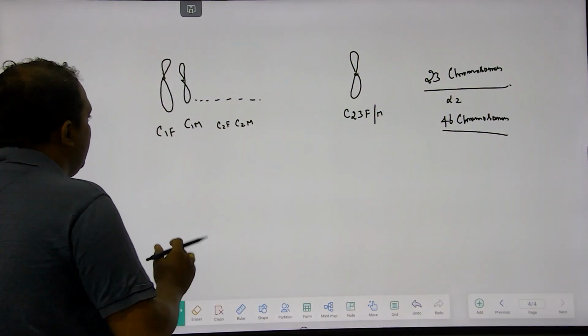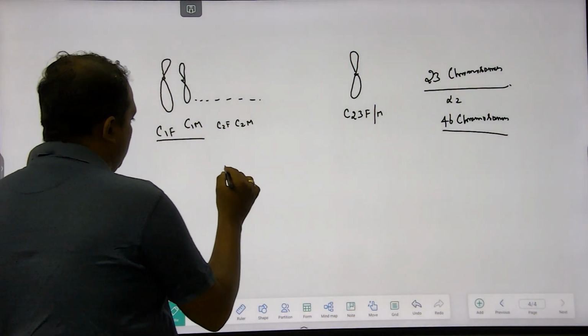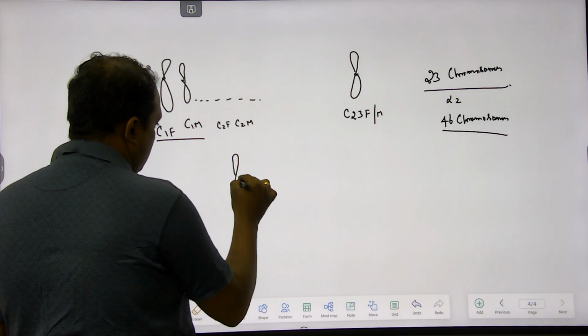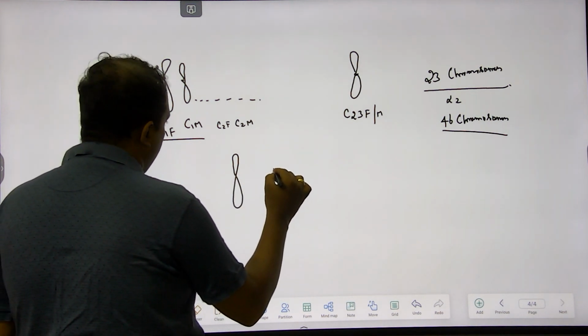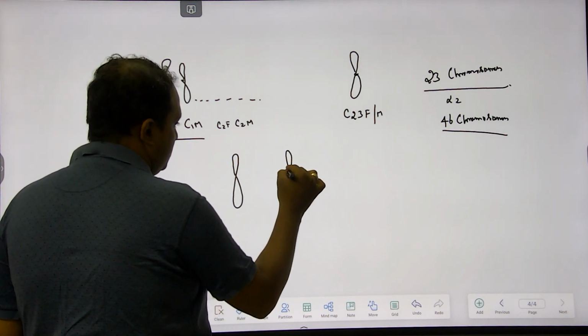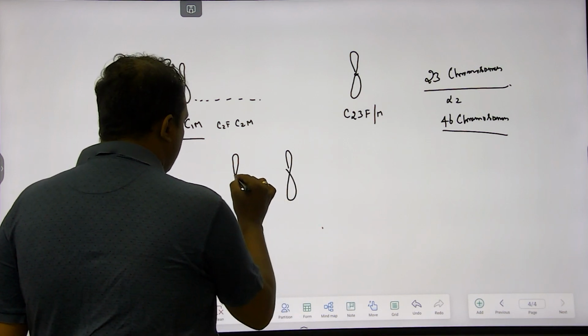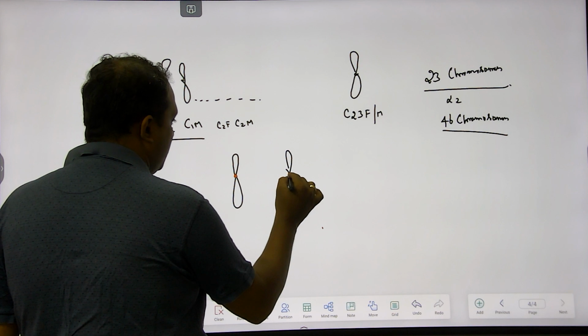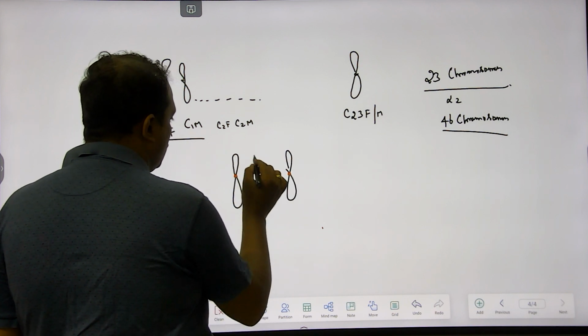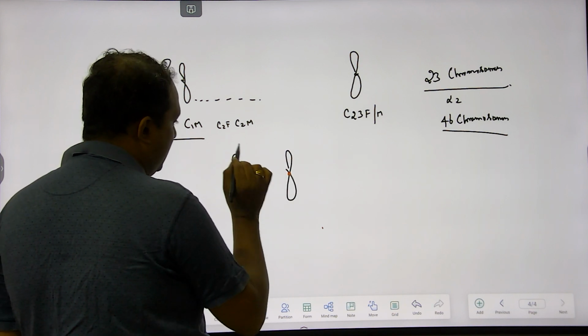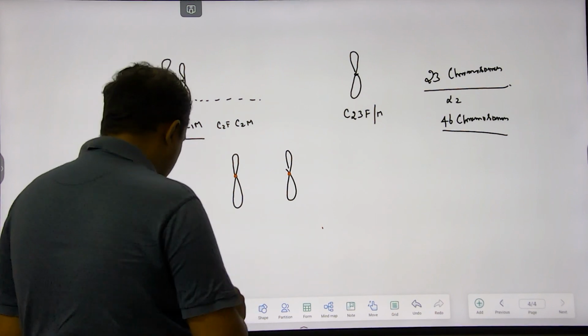Friends, let's take this particular chromosome alone, that is, let's take C1F and C1M. And you know that this is going to be a centromere, which I am highlighting here with a different color. This is called a chromatid. This arm is called a chromatid, right? Fine.